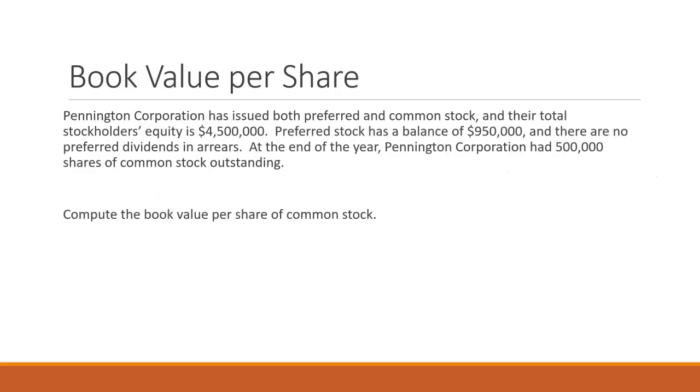So in this example problem, we're told that Pennington Corporation has issued both preferred and common stock, and their stockholders' equity is $4.5 million. Preferred stock has a balance of $950,000, and there are no preferred dividends in arrears. At the end of the year, Pennington Corporation had 500,000 shares of common stock outstanding. So we're given enough information there to be able to compute the book value per share of common stock.